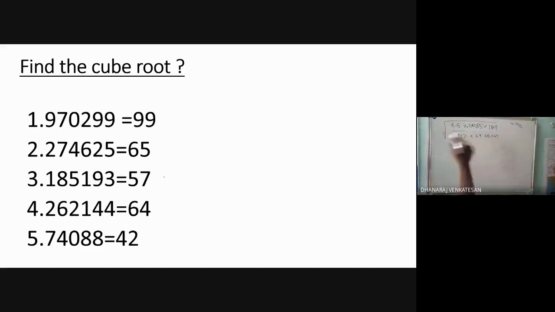So check how many tens you have to multiply to make the numerator a whole number. Here 1, 2, 3, 4, 5, 6. So you have to multiply with 10 to the power 6 to make this numerator a whole number. Now check this: 1, 2, 3, 4, 5, 6, 7, 8. You have to multiply with 10 to the power 8 to make this denominator a whole number. Can you understand?